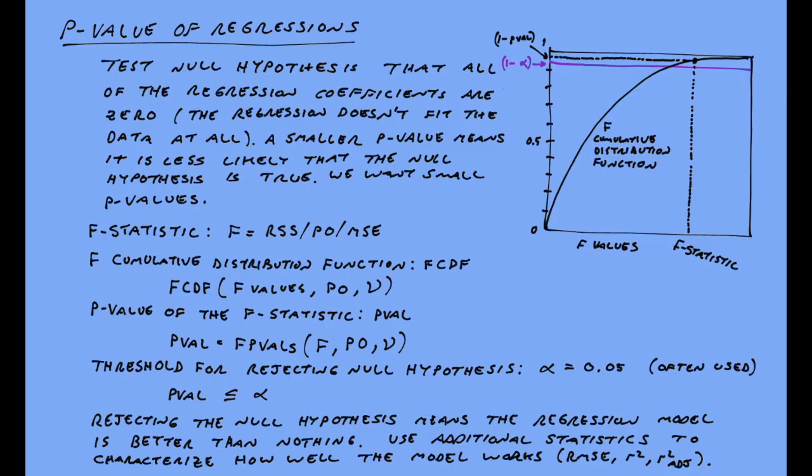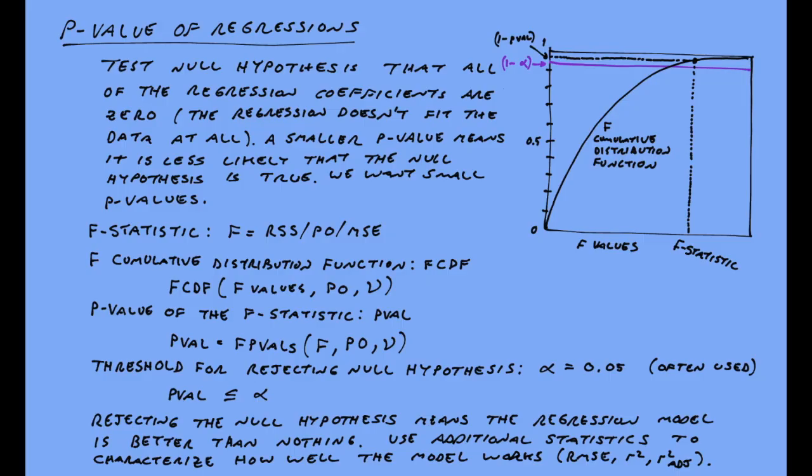The final step is setting a threshold for rejecting the null hypothesis. And remember that null hypothesis is that all the regression coefficients are 0. The threshold value is alpha, and it's often set to 0.05, corresponding to 5%. The 1 minus alpha line is shown on the graph. If the 1 minus p-val level is above that, it means that p-val is less than or equal to alpha. If that's the case, then we can reject the null hypothesis. If alpha is 0.05, in that case, we can say that the model has some value at a 95% confidence level.